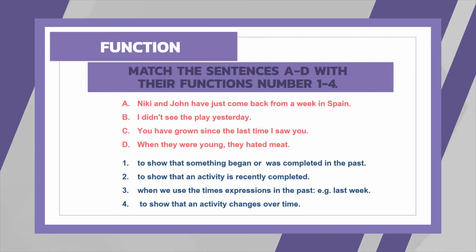It's time to check the answer together. Okay? I will show you the answer. Okay, right? When they were young, they hated meat. We match with number 1, to show that something began or was completed in the past, right? Okay, for number 2, A, B, C. Tell me. Number 2. A, very good. Nikki and John have just come back from a week in Spain. Okay, we match with 2, to show that an activity is recently completed.